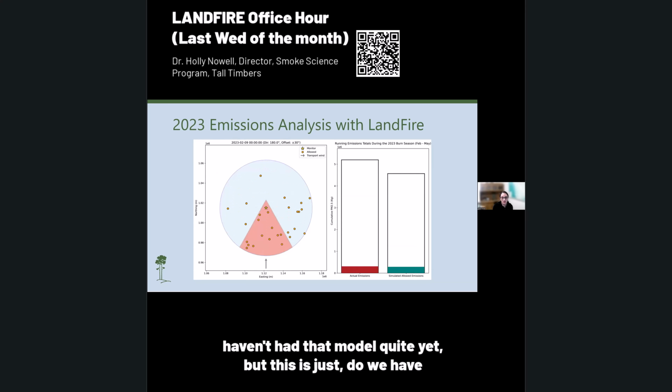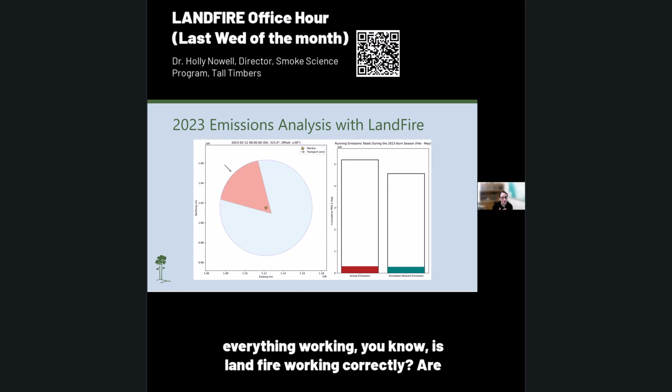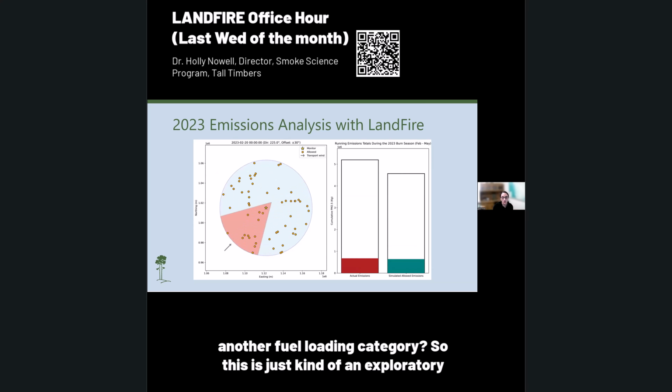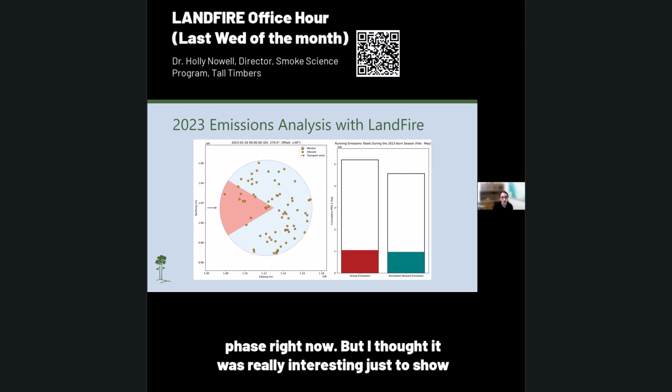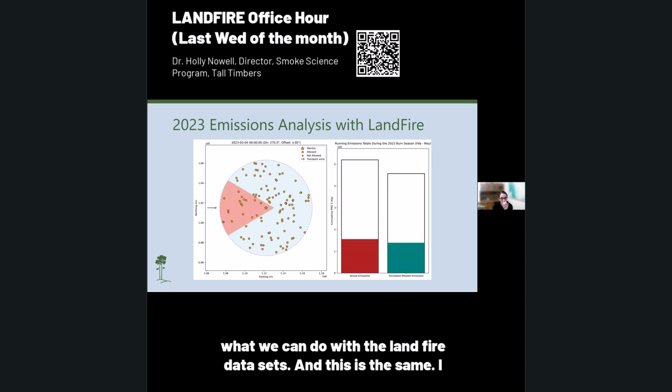But this is just, do we have everything working? Is LANDFIRE working correctly? Are we getting the correct fuel loadings? Or should we add in another fuel loading category? So this is just kind of an exploratory phase right now, but I thought it was really interesting just to show what we can do with the LANDFIRE data sets.